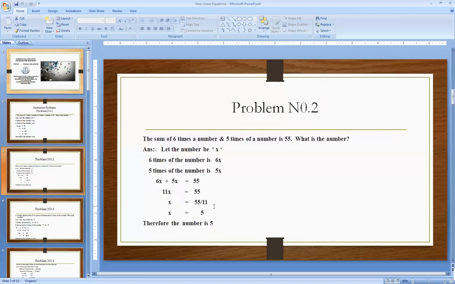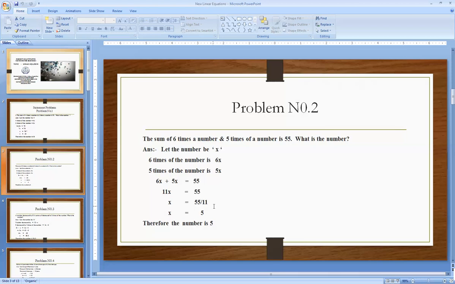Let us go to the second question. They have given that the sum of 6 times a number and 5 times the number is 55. What is the number? It is a similar kind of question to the first one. Assuming the number is x, 6 times of the number will become 6x and 5 times of the number will be 5x. Both together, if we add, the equation will be 6x plus 5x equals 55. Therefore, 11x equals 55, so x equals 55 divided by 11. Therefore, the x value is 5. Therefore, the number is also 5.